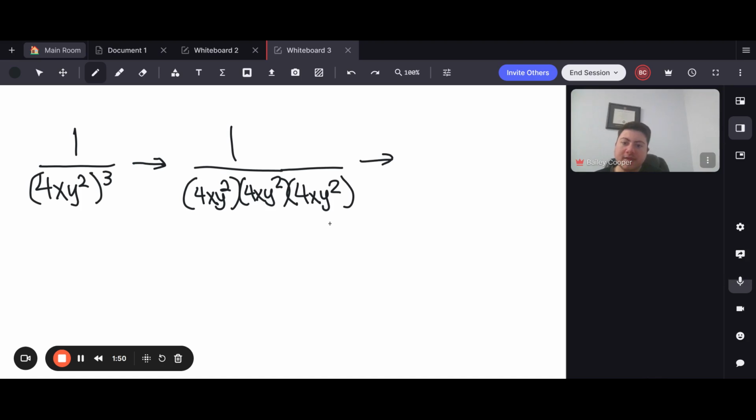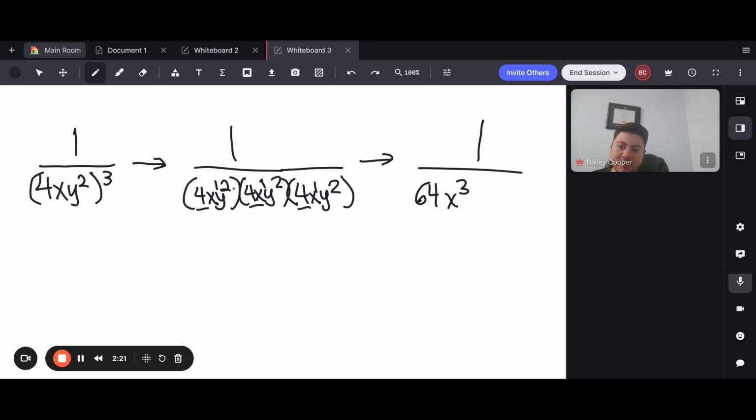And then from here, you can simplify. So we can do 4 times 4 times 4. 4 times 4 is 16. 16 times 4 is 64. So that's just going to be 64. And then here's the tricky thing. When you multiply variable terms like this with exponents, the exponents actually add. So this is like x to the first, x to the first, x to the first. 1 plus 1 plus 1 is 3. That's going to be x to the third.